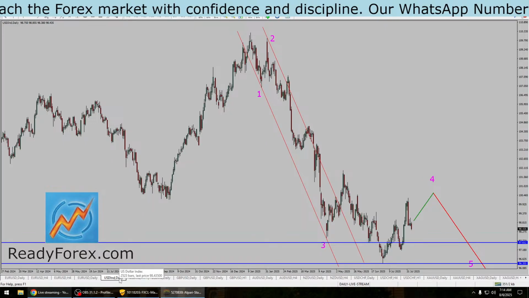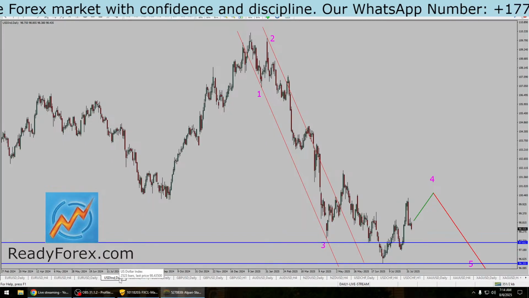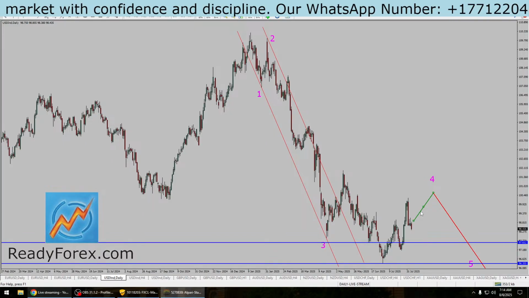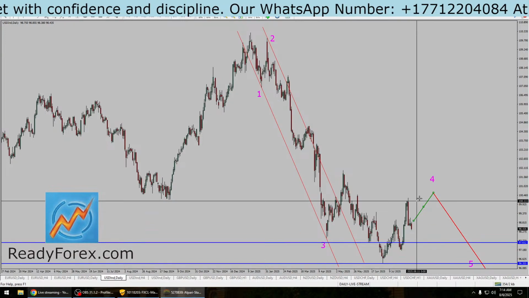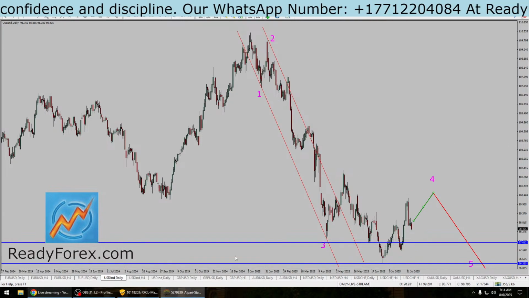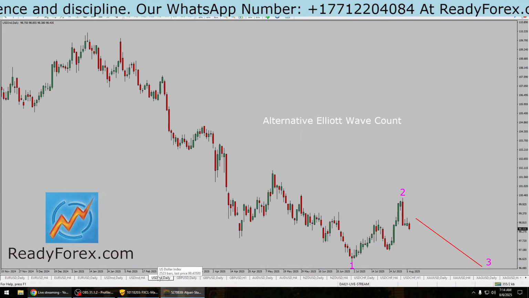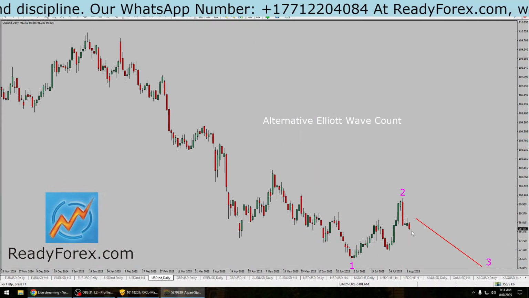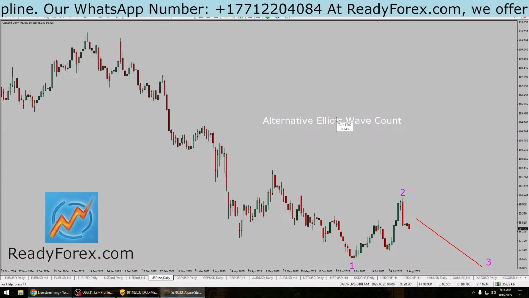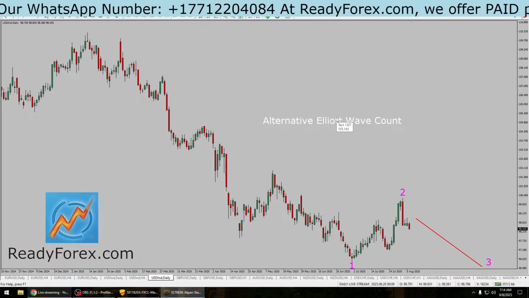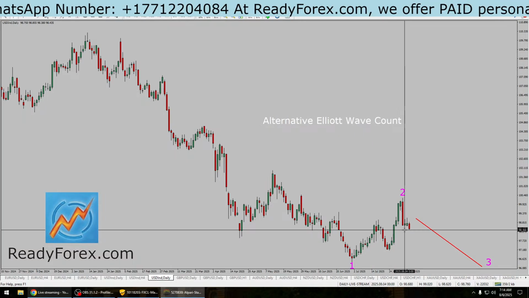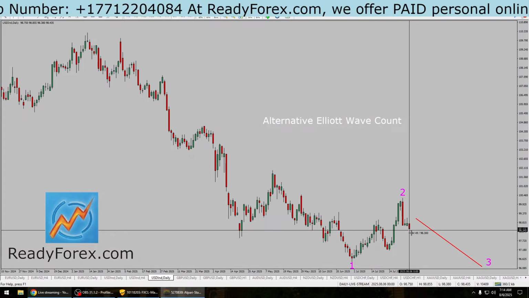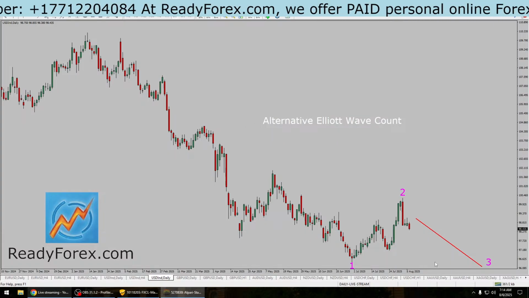Okay, let me go over to the US dollar index. The US dollar index started the decline, and the way I see it, this preferred wave count is probably not going to work. The alternative Elliott wave count is most likely going to work, and I expect further decline in the price action of DX.